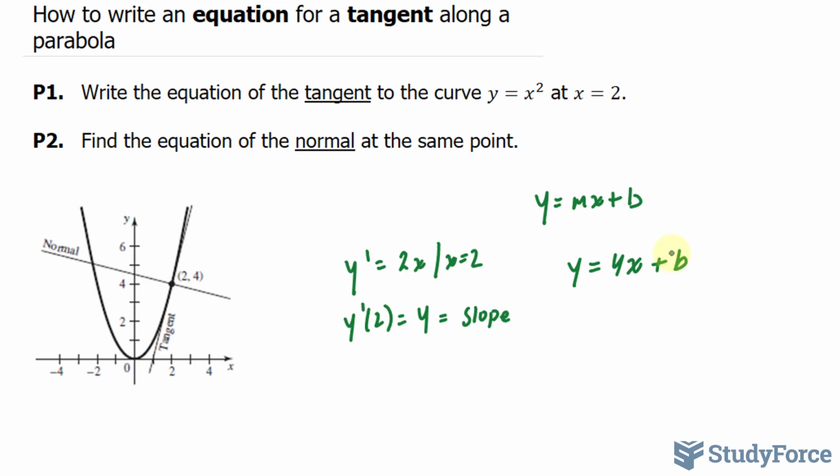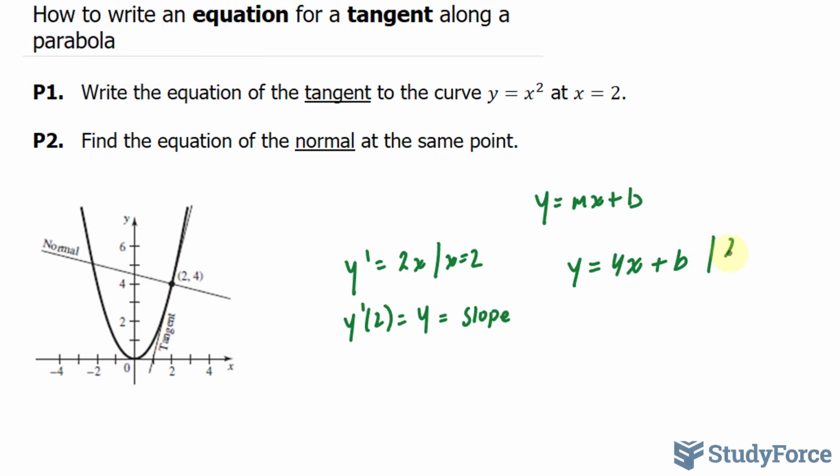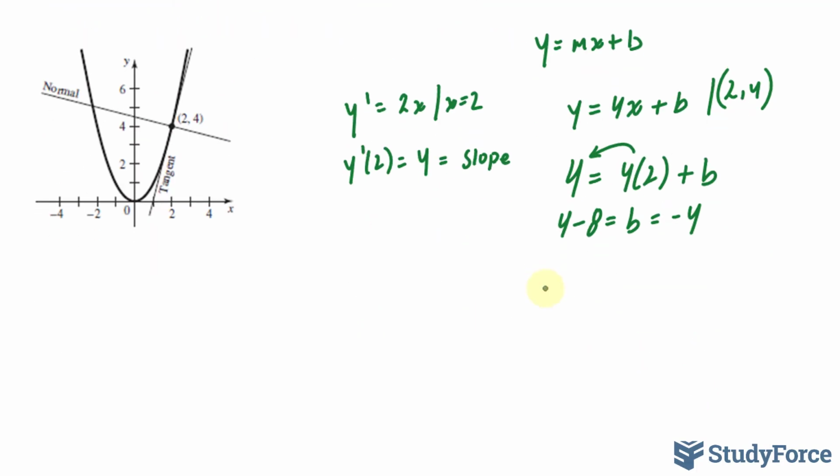Now we need to find an equation, so we have to fill out this b. The way we fill out this b is we use the point that's been provided, (2, 4). So I'm going to substitute 4 into my y. 4 is equal to 4 times 2 plus b. Bringing that over, 4 minus 8 is equal to b, and that is equal to negative 4. Therefore, the line that represents this tangent is y is equal to 4x minus 4.